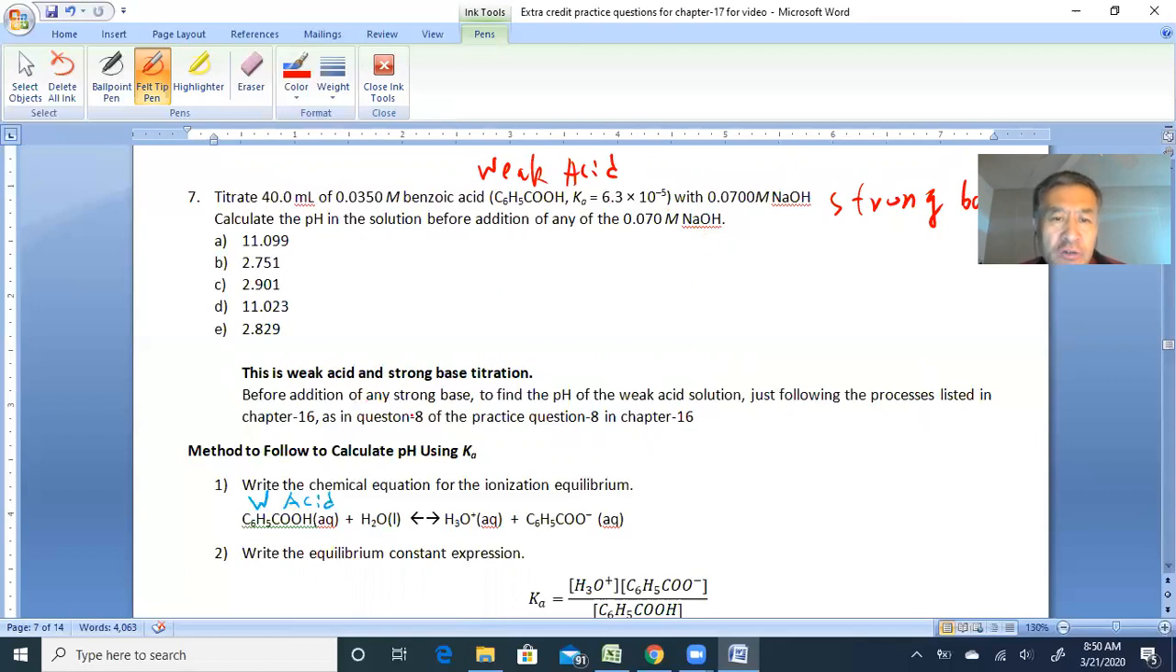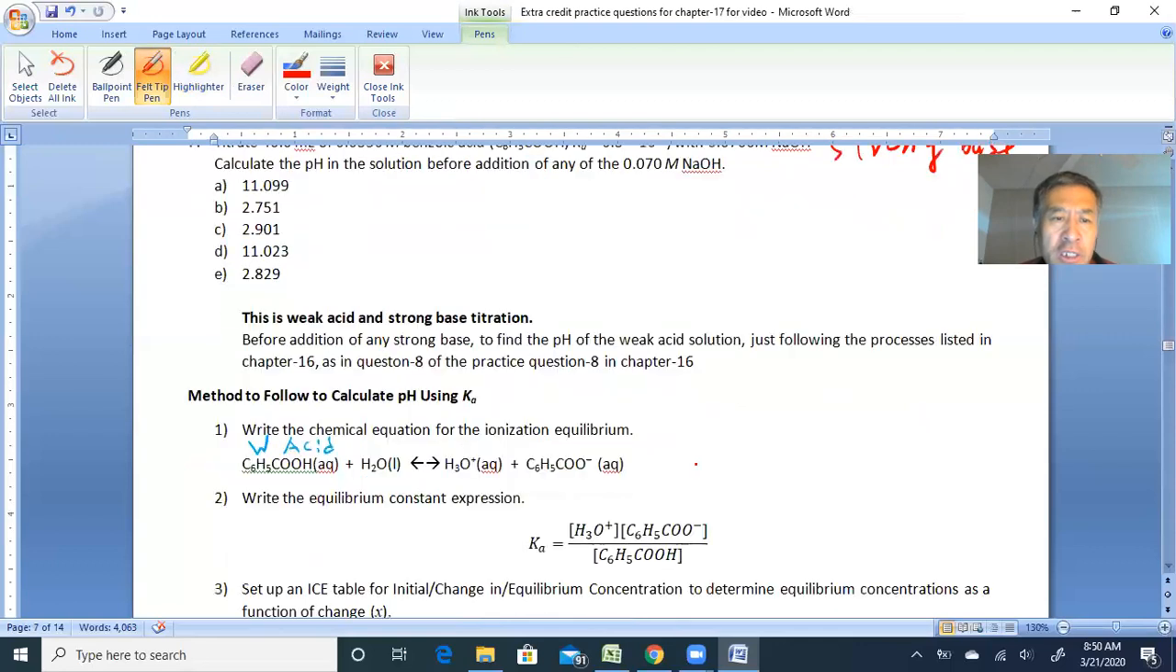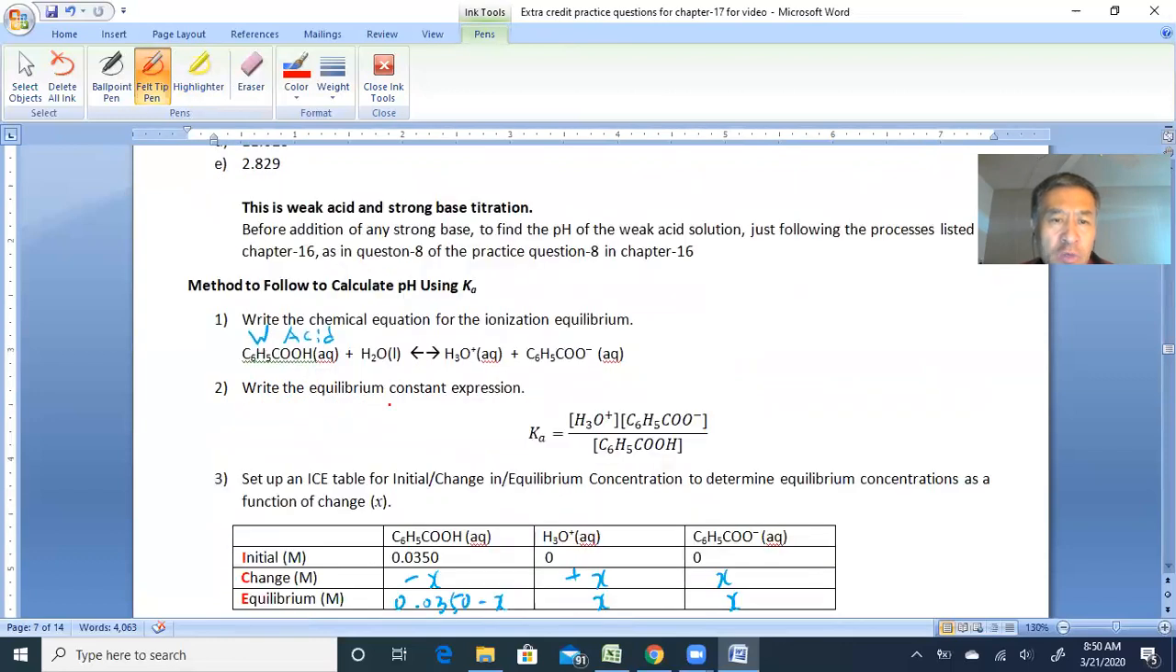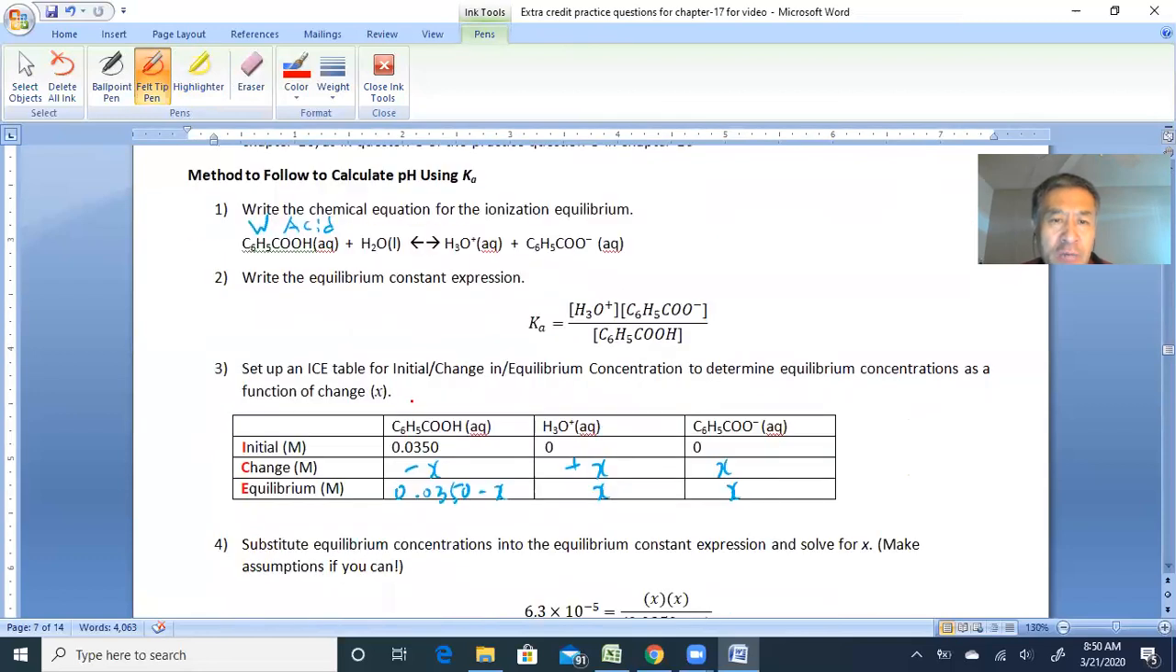So before addition of any strong base, to find the pH of the weak acid solution, you just use what we did in chapter 16. For example, in practice question number 8, just write the weak acid ionization equilibrium. So we have this equation here. Then you write the equilibrium constant expression, so Ka, product over reactant. Then you set up the ICE table.